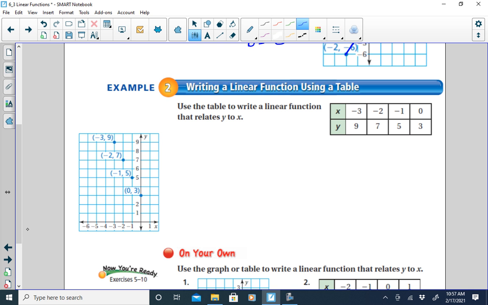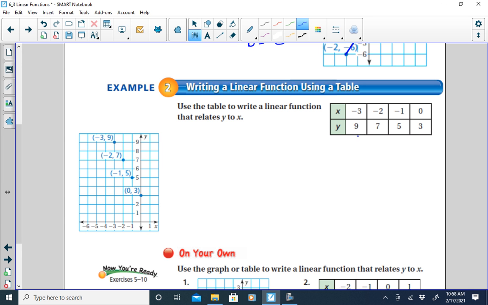We want to be able to do the same thing with the data from a table. In the first example, we looked at the function in the form of a graph. We should also be able to write a function from the information given to us in the form of a table. Once again, to write a linear function that relates y to x, we need our slope and our y-intercept.